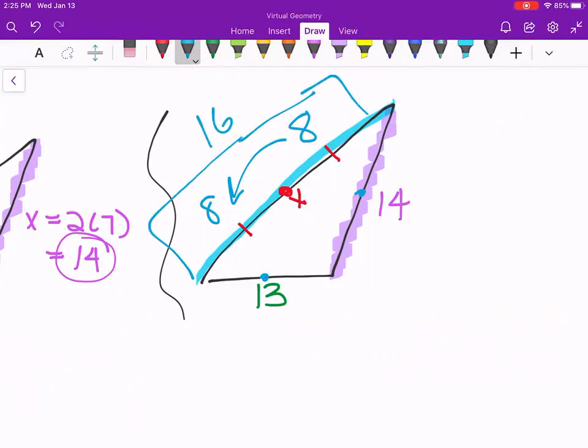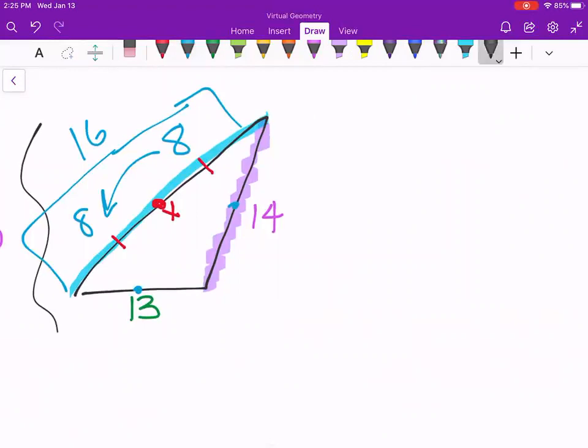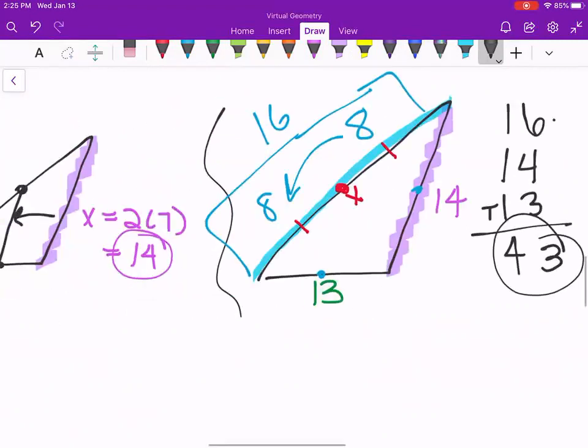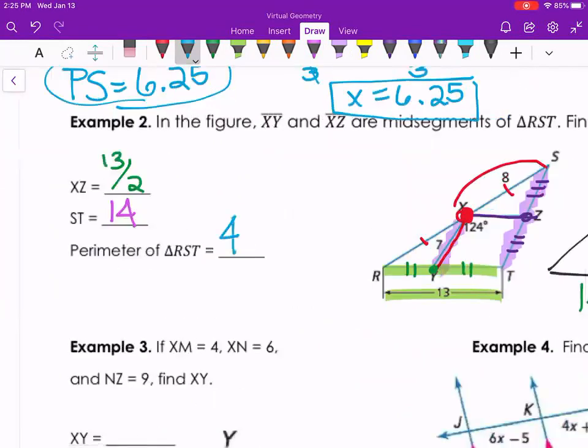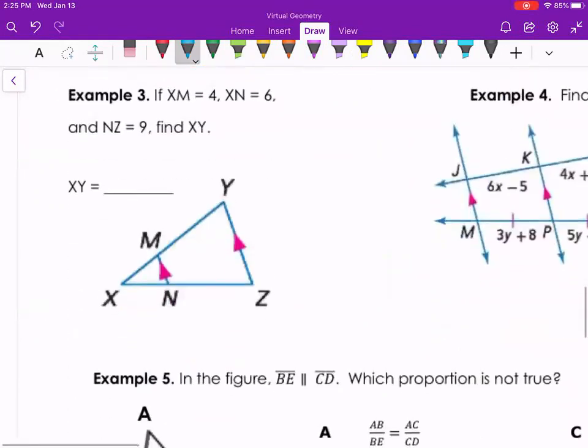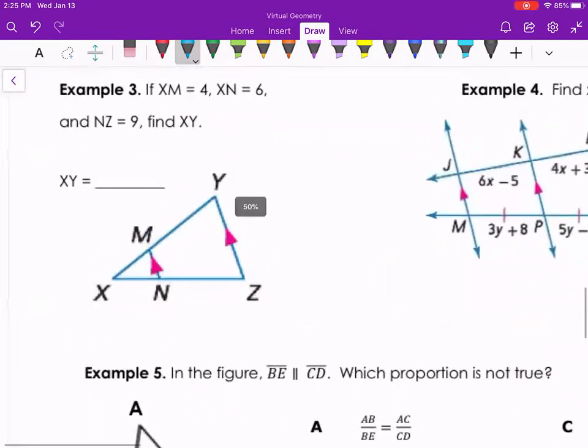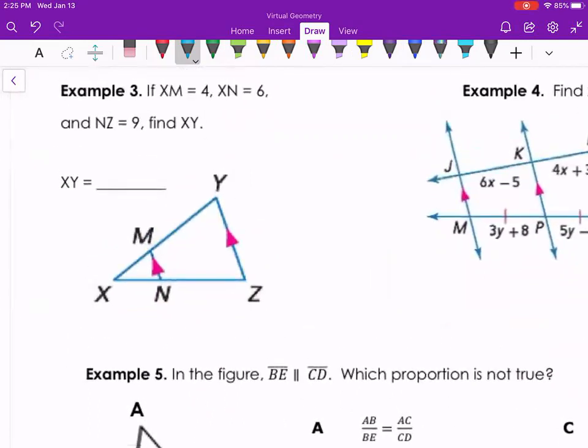Now I have enough to add these up to get my perimeter. So 16, 14, and 13, add them together. 43 is my perimeter. All right, so we've got all 3 of those just from knowing our little mid segments. All right, let's try some of our other proportional parts that we've got going on here. All right, so in example 3, X to M, it says is 4.